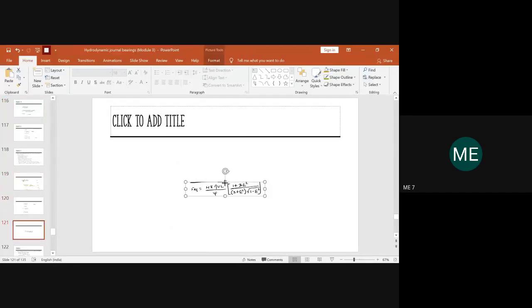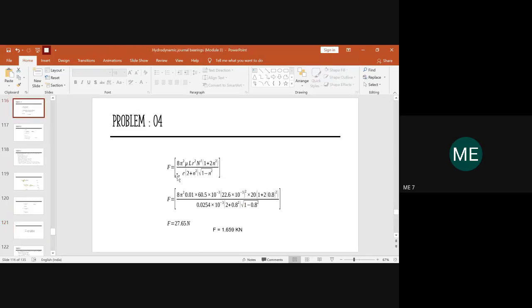I've just shown you an equation over here which has been represented with the diametrical clearance ratio, so we are removing the value of R. It was 8 pi square mu L R square n into (1 plus 2n square) divided by C into (2 plus n square) into root of (1 minus n square). This is the frictional force equation we followed when the radial clearance was given.